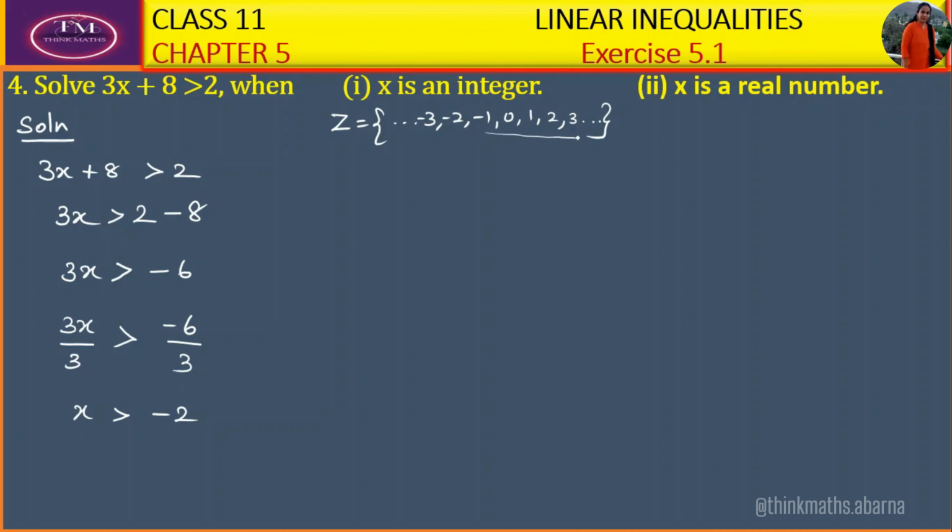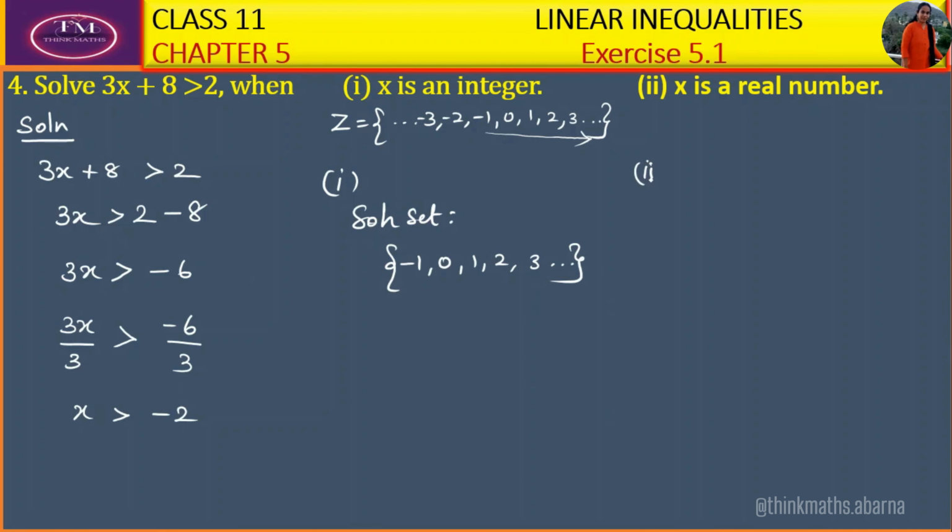Greater than means we should move towards the right side. So the solution set is the set of all integers: minus 1, 0, 1, 2, 3, etc. So this is the solution set for the first one.